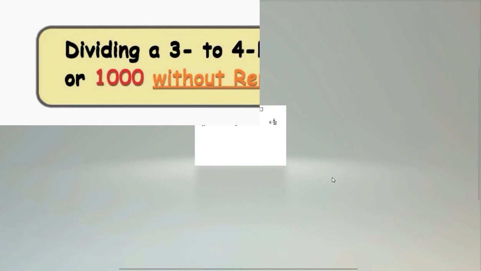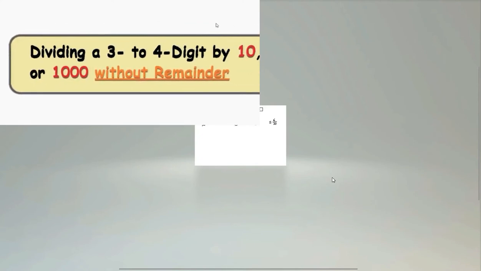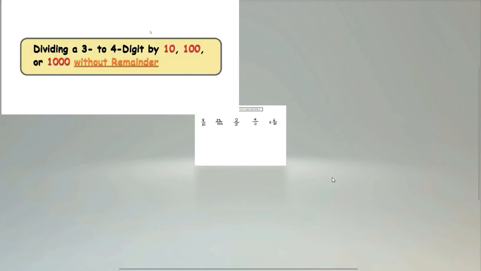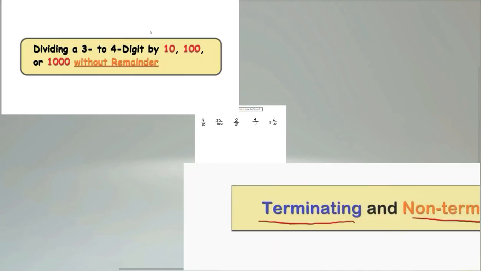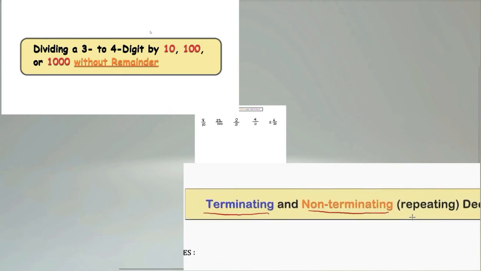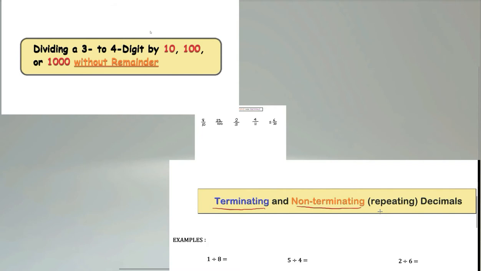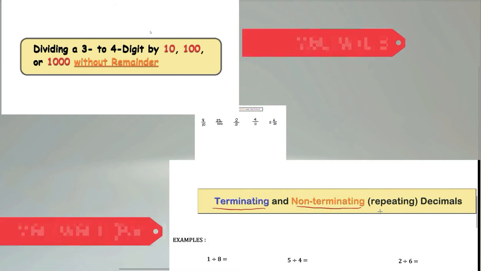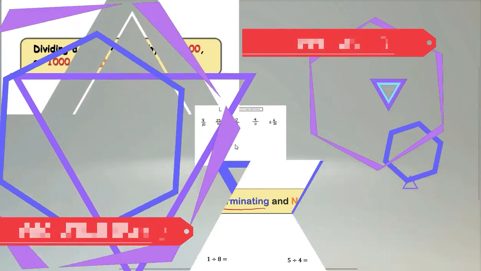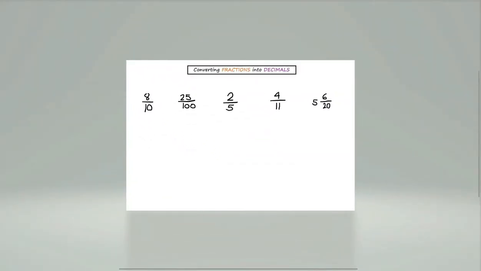In our previous lesson, we learned how to divide decimals and whole numbers mentally by divisors 10, 100, and 1000. And we have also studied what terminating and non-terminating decimals are. If you don't remember it, you can watch it again using these video codes. But if you are ready, let's move on to our topic today.